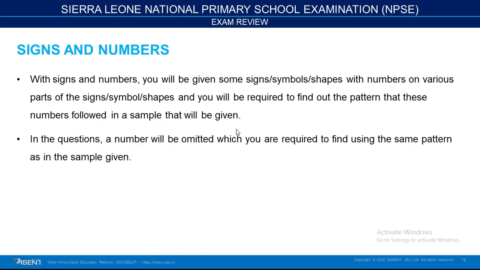That is to say, some shapes or some symbols will be given to your pupils, and then numbers will be placed on certain points of this particular shape. And then in the sample given, you can look at the sample and try to determine the pattern that these numbers follow, because definitely the numbers will follow a particular pattern. Now in the questions, a number will be omitted, which you are required to find using the sample given. You are going to use the same pattern and the sample to determine that missing number. Let's see.